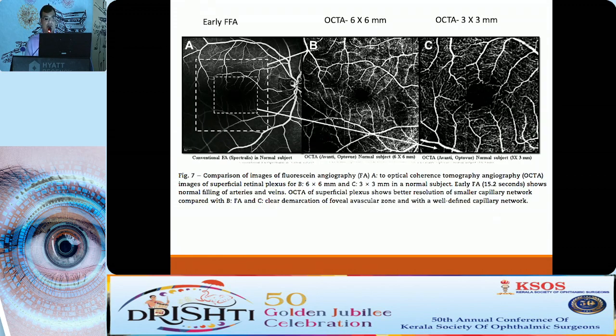You can see the left side is FFA and the right side is OCTA, with a wider slab and with a posterior smaller slab. On the extreme right, you can see very fine capillaries, in the middle diffusely seen capillaries, and on the extreme left side, because of the early angiogram, it's difficult to see. So OCTA will definitely show you very minor details of pathology at the capillary level.